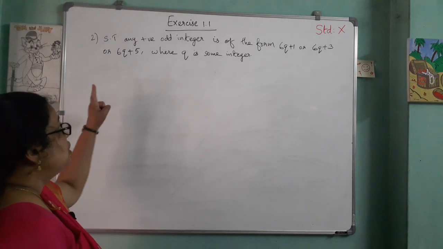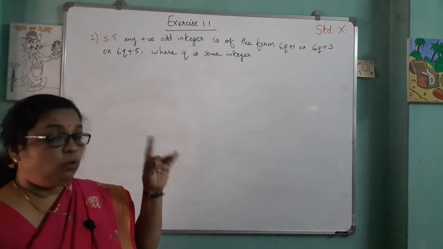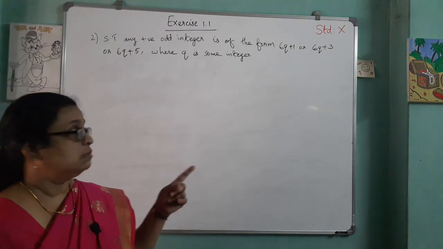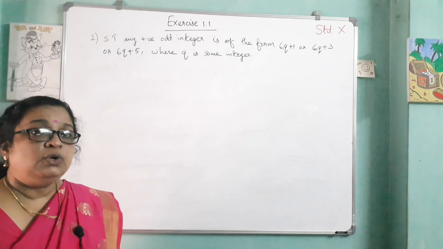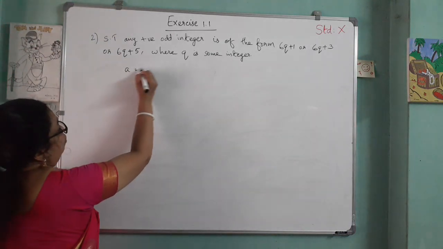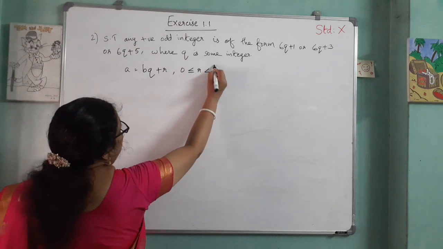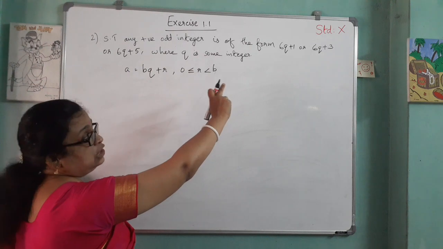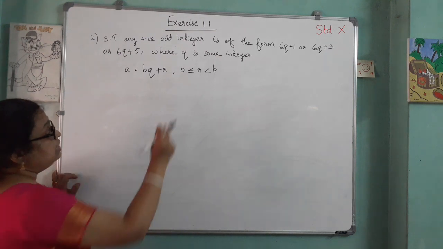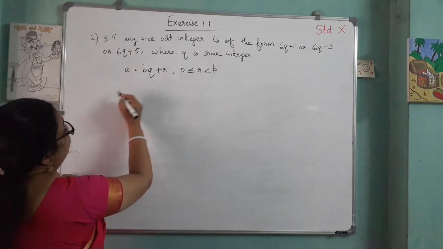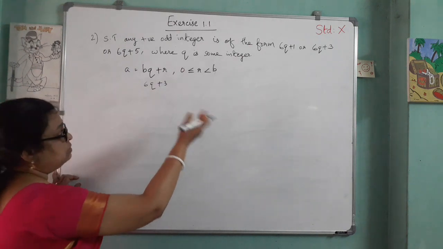Next, second question. Show that any positive odd integer is of the form 6q plus 1 or 6q plus 3 or 6q plus 5, where q is some integer. We have to show that. We know that Euclid's division lemma is a equals bq plus r, 0 less than or equal to r less than b. Listen here, 6q plus 1, 6q plus 3, 6q plus 5, etc.